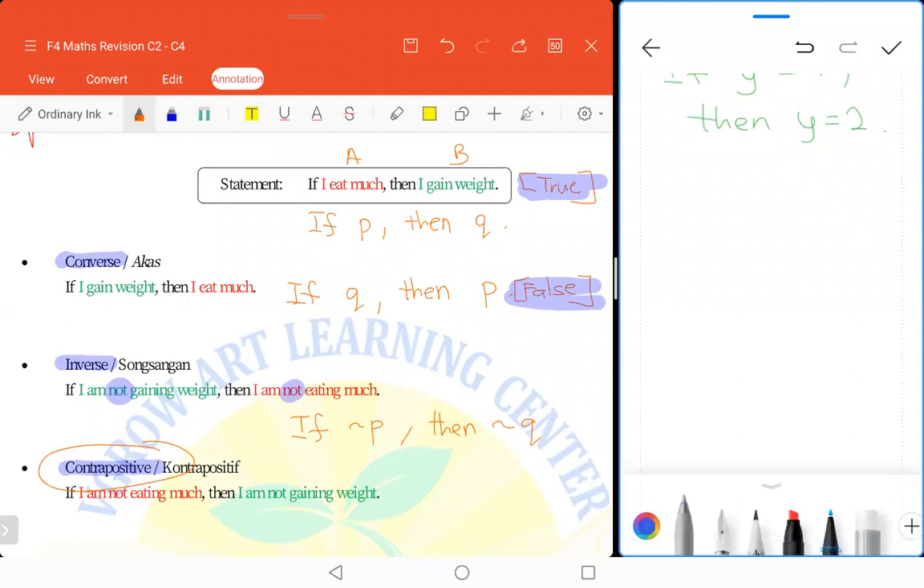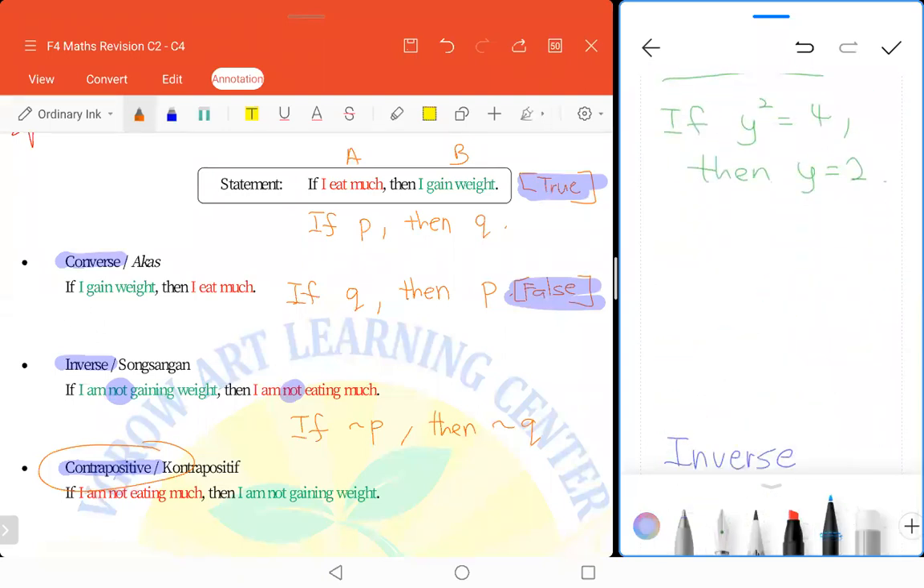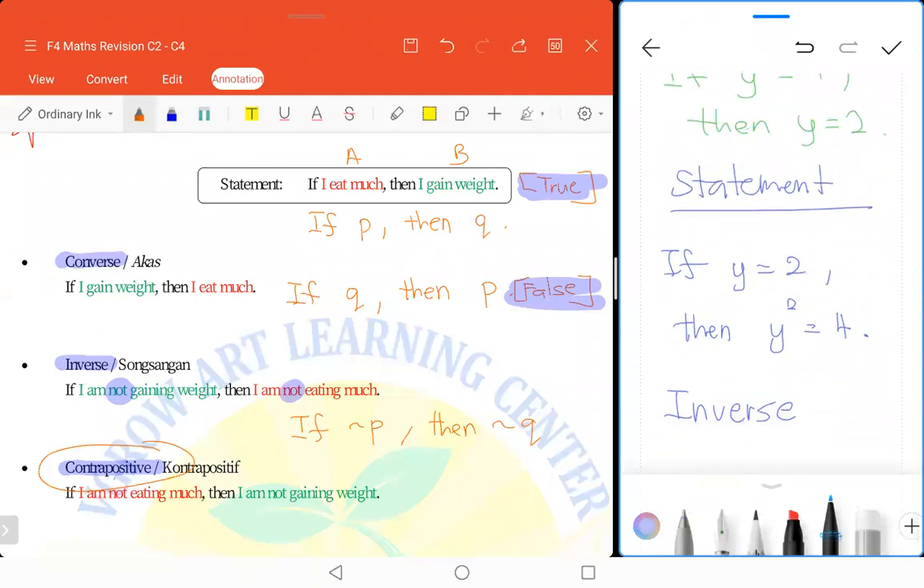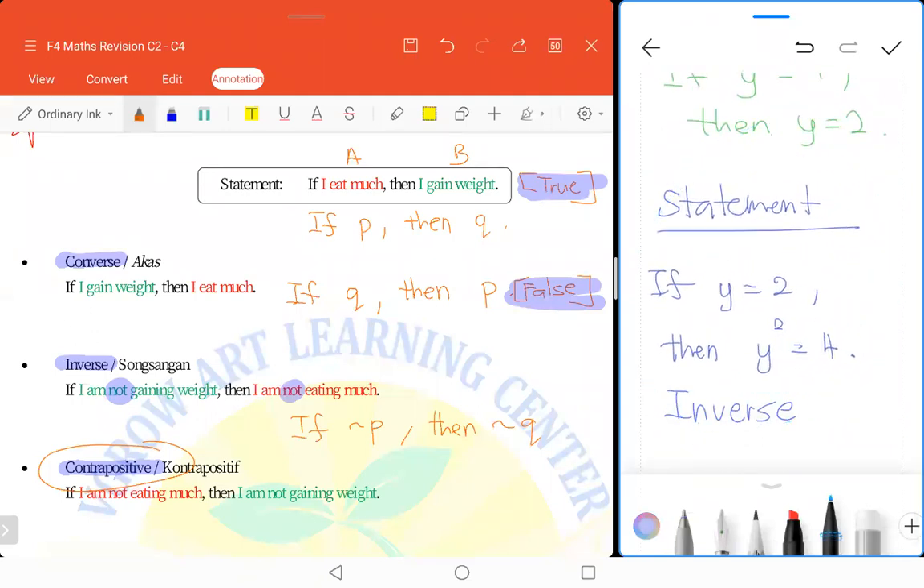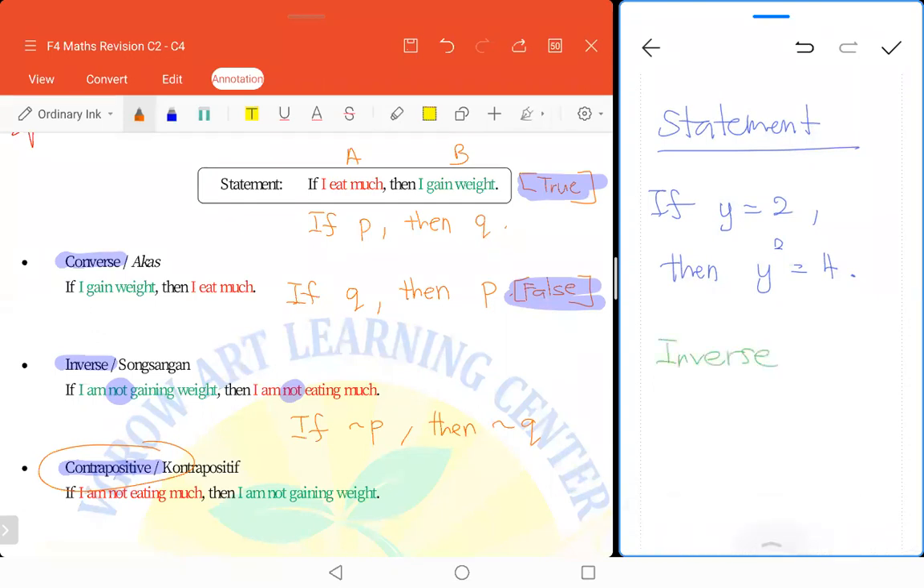So, inverse. Okay, just a while. Let me bring down the statement just now. Inverse, based on the statement, you just change it to not equal to. Change it to not equal to. Send in your answer again for inverse.